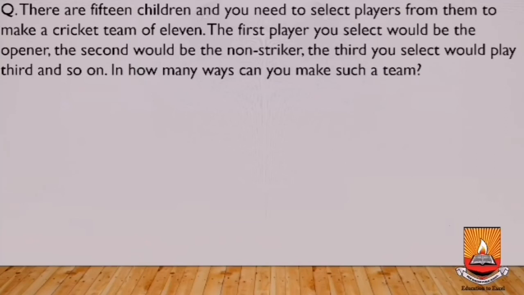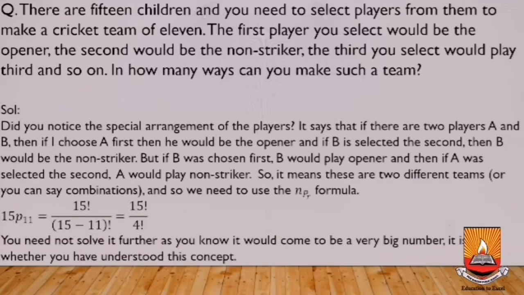So the first player you select would be the opener, the second would be the non-striker, the second one who will play, the third you select would play third, and so on. You get it, right? So in how many ways can you make such a team? Think over it. This is a twist. Assuming you have paused the video and thought about this question, let's see the solution.